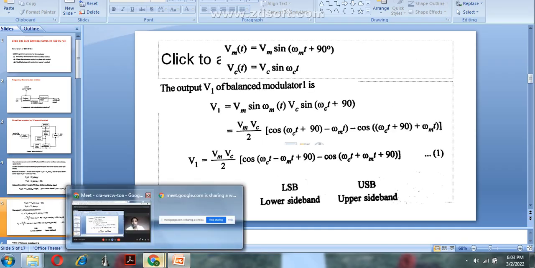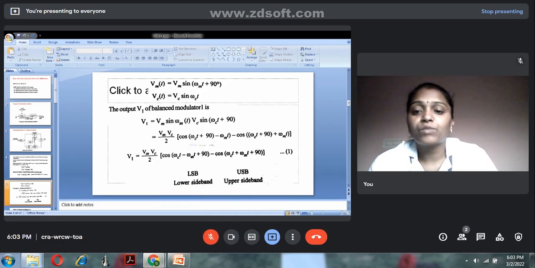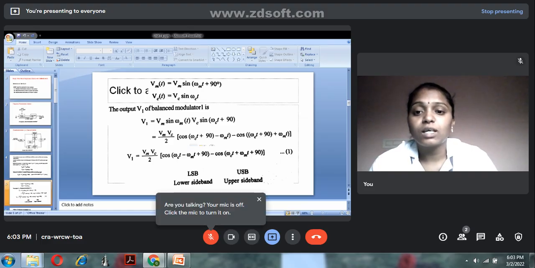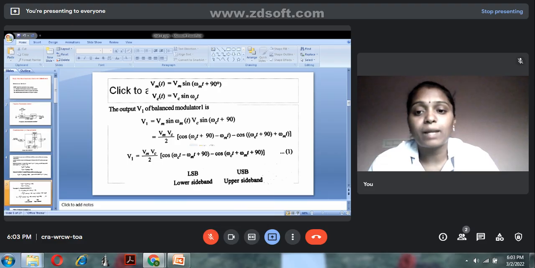Then the equation will be represented for BM2 as Vm of t is equal to Vm sin omega mt plus 90 degree, and also Vc of t is equal to Vc sin omega ct. So the output of balance modulator 1 is represented as V1 is equal to Vm sin omega mt into Vc sin omega ct plus 90, because the message signal is directly given to BM1 and the carrier is 90 degree shifted.